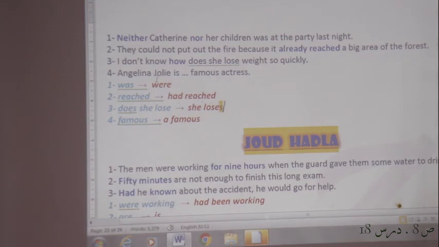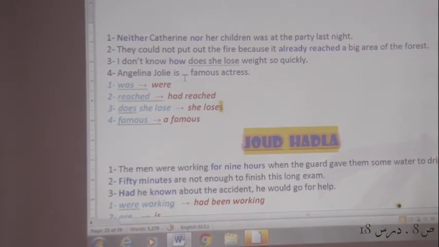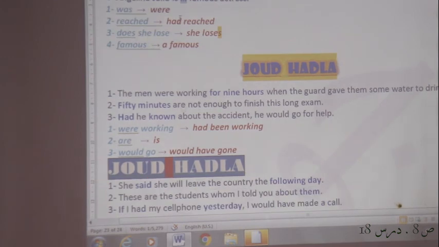Now, Angelina Jolie is a. So we need the indefinite article a. Angelina Jolie is a famous actress. So here, don't forget to use a. Angelina Jolie is a famous actress. It's a very simple mistake or grammatical error.